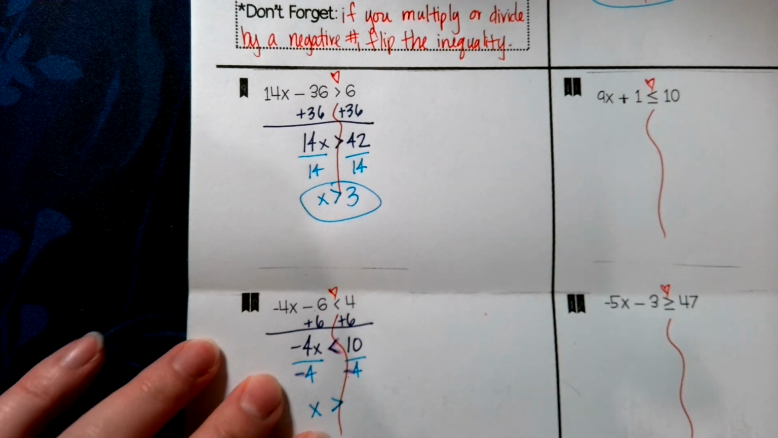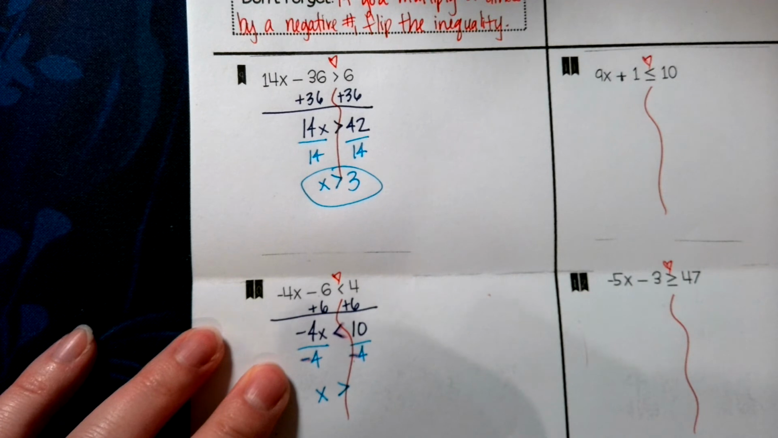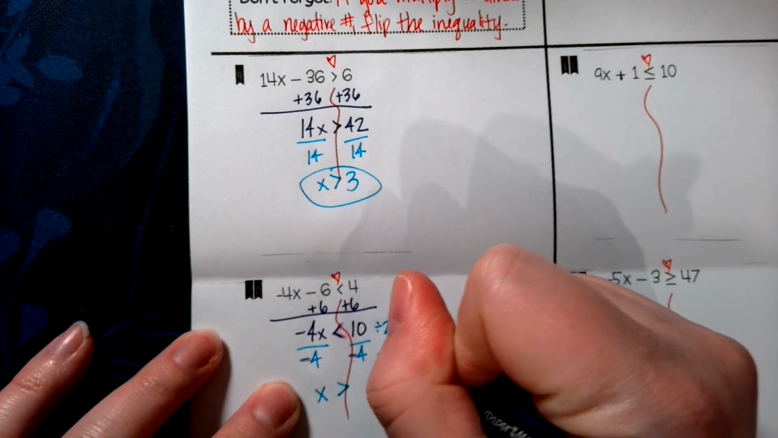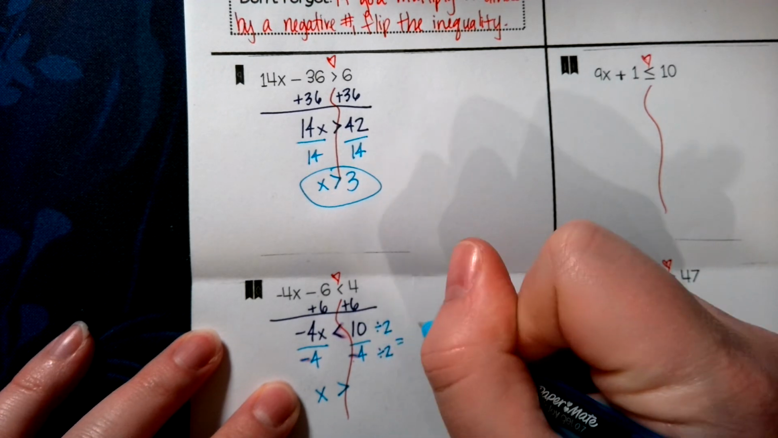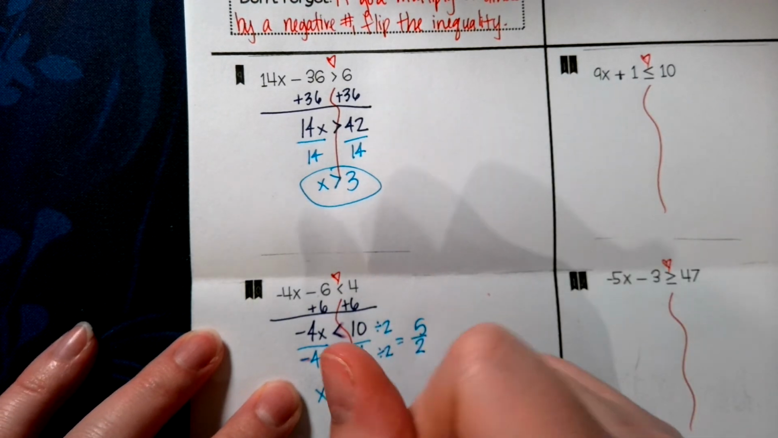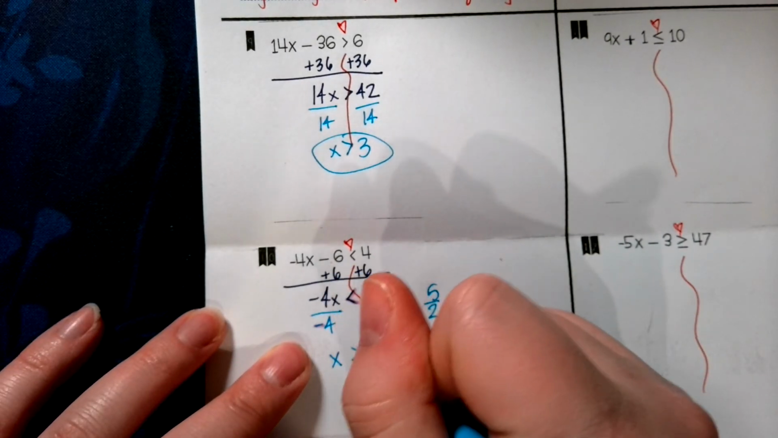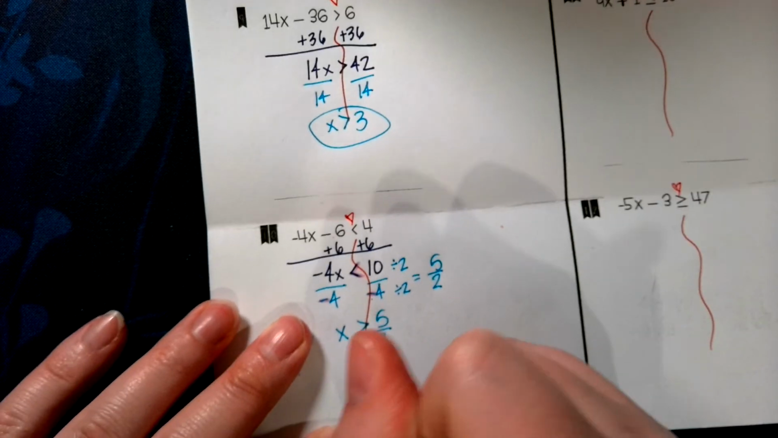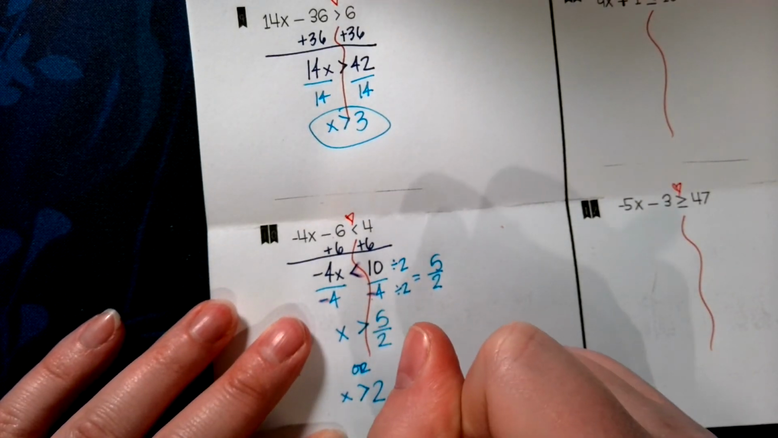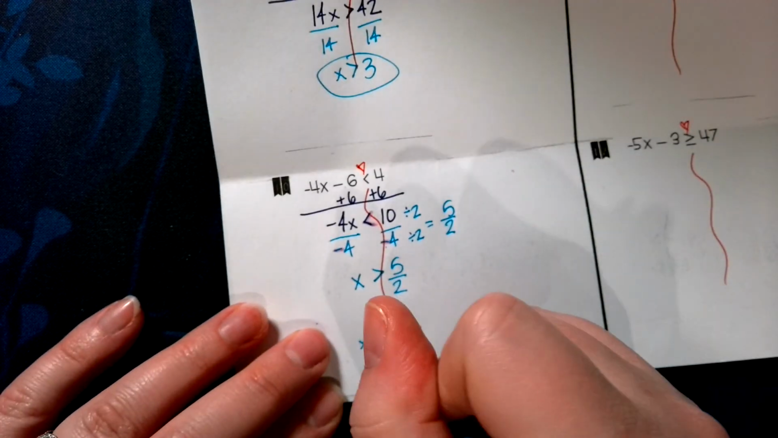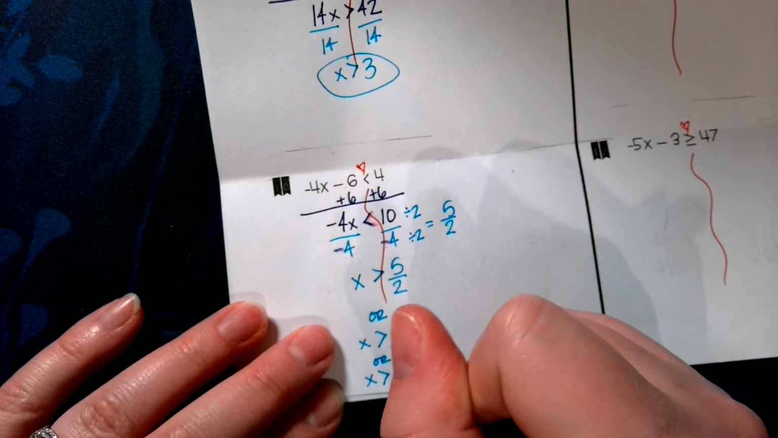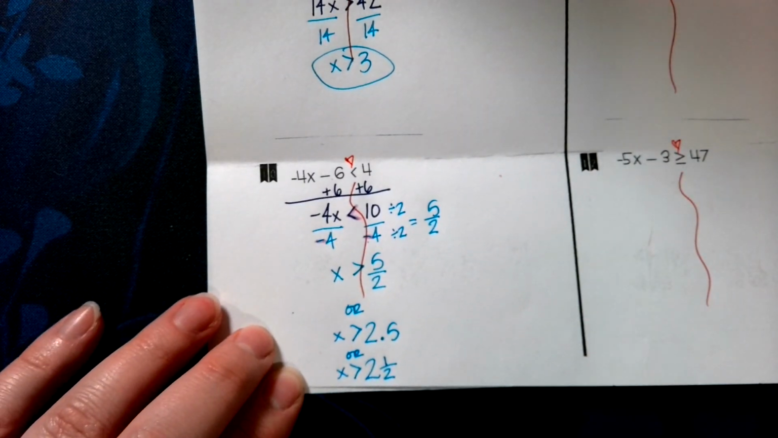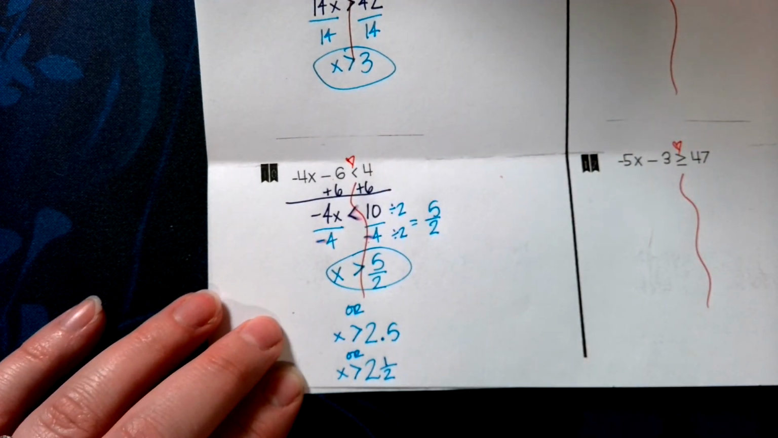So I have x is greater than, this one was tricky. I was being kind of mean here. This is going to be a fraction answer or decimal answer. So if I divide my numerator and my denominator by 2, I get 5 over 2 for x. So you can write x is greater than 5 halves, or you can write x is greater than 2.5, or you can write x is greater than 2 1/2. Any of those are acceptable answers.